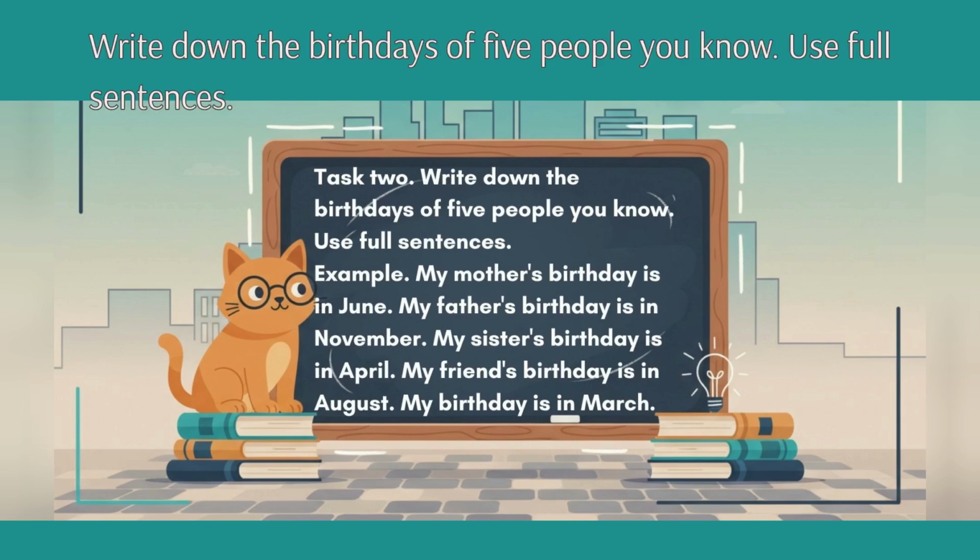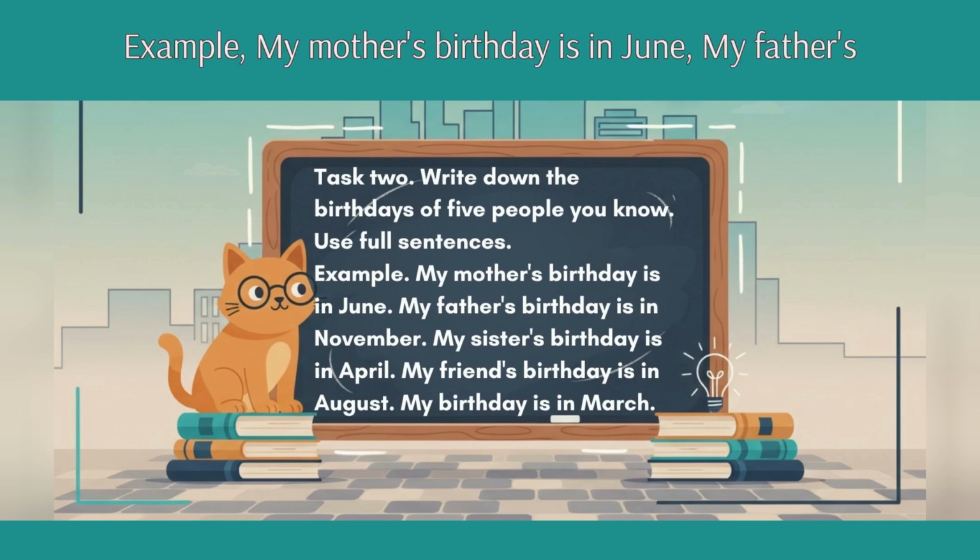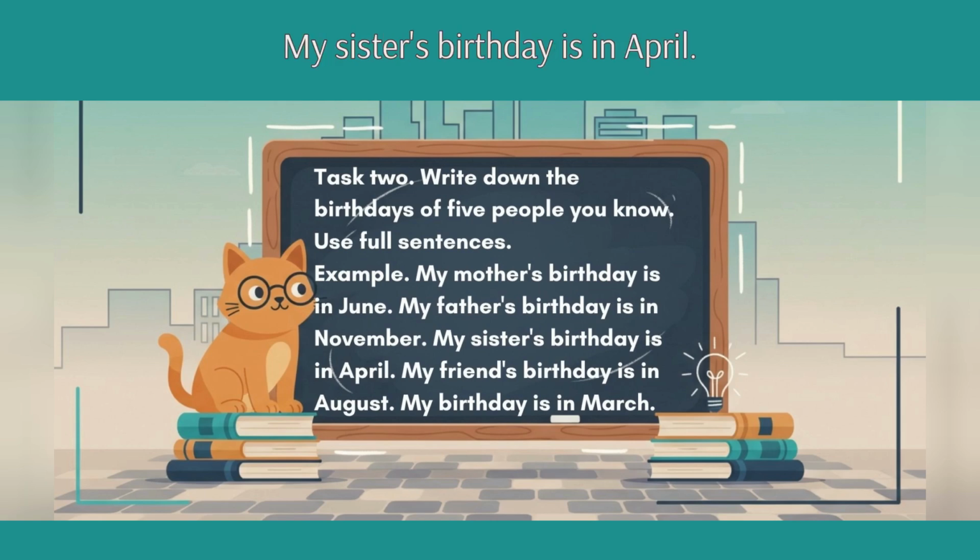Task 2: Write down the birthdays of 5 people you know. Use full sentences. Example: my mother's birthday is in June. My father's birthday is in November. My sister's birthday is in April. My friend's birthday is in August. My birthday is in March.